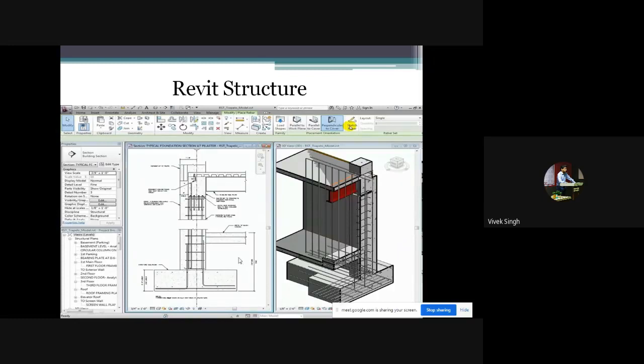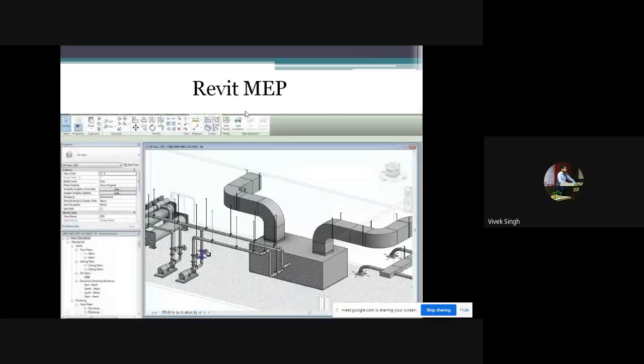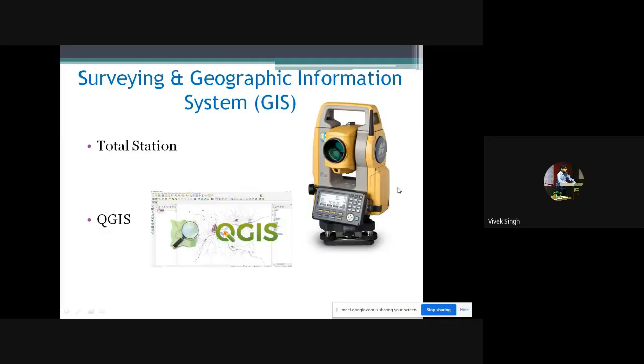Revit structure is also there, which is used for the structural detailing. We can see the detailing of the structure can be done very easily using Revit structure. Then there is Revit MEP, which takes care of mechanical, electrical, plumbing, MEP works and all.